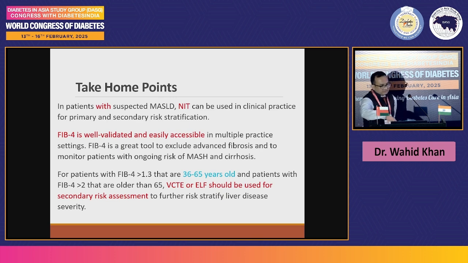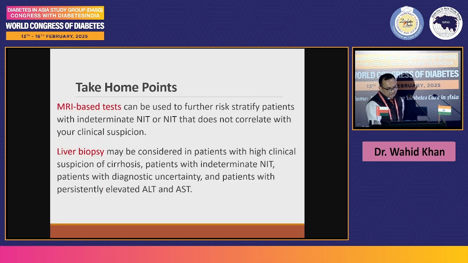Ending my talk with some take-home points: FIB4 is a well-validated and easily accessible test. All of us clinicians should undertake this test in our clinics for every diabetic patient. For patients aged 36 to 65 years, if FIB4 is above 1.3, or for those older than 65, they should undergo a FibroScan. MRI-based tests can further risk stratify our patients. Liver biopsy in the end may be considered if there is high clinical suspicion of cirrhosis or there is diagnostic uncertainty. Thank you.